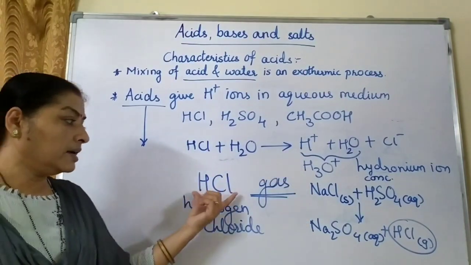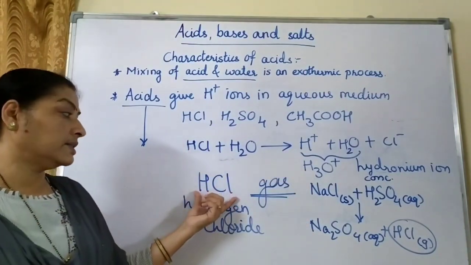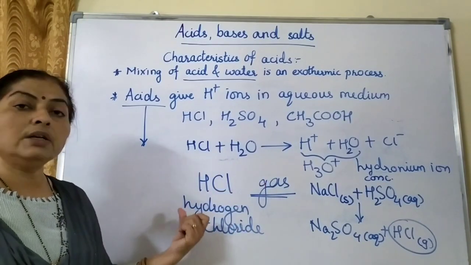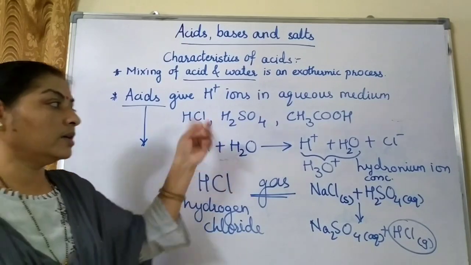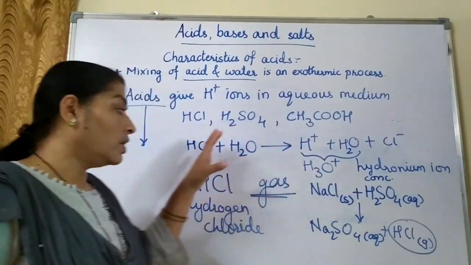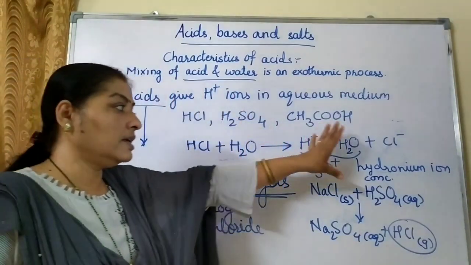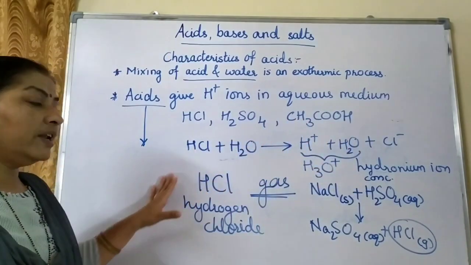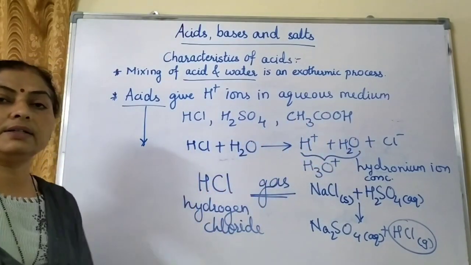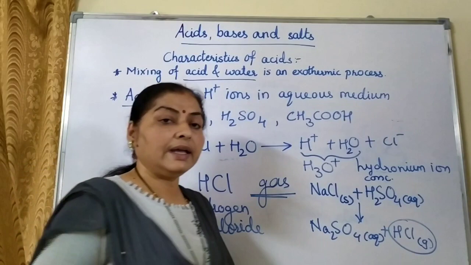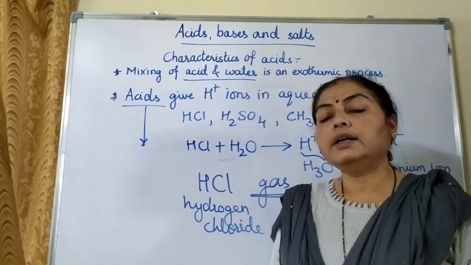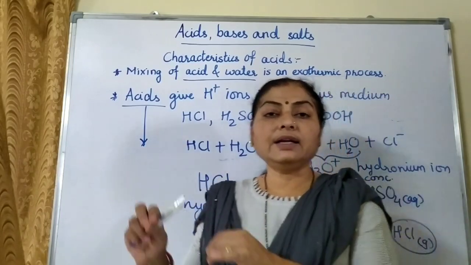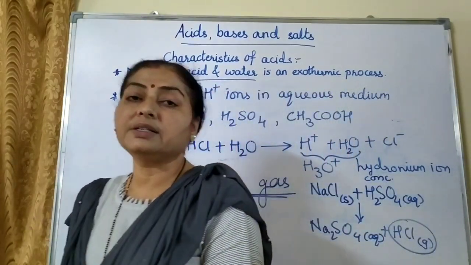So let us come back. Originally HCl is a gas. It is known as hydrogen chloride. When hydrogen chloride is passed through water, we get H plus ions. So until and unless HCl is dissolved in water, it will not show any acidic characteristics. Now what do you mean by acidic characteristic? We had seen in the first period that acids show acidic characteristics, means they will give H plus ions.